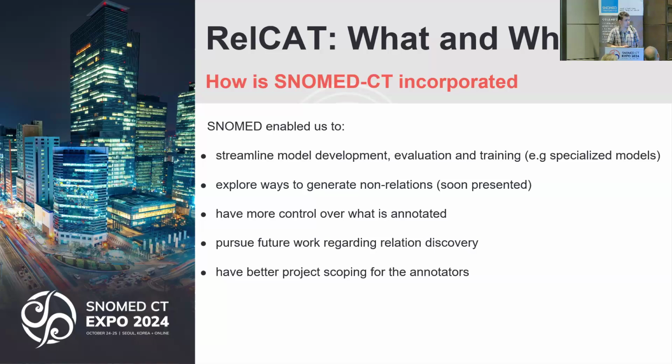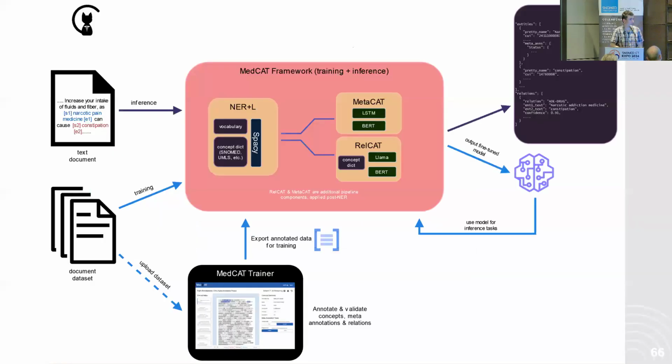And then, of course, this is also a management issue which might be present: if you have a large team of annotators, it helps you with project scoping, because you can assign different people to different projects and tasks based on the cost of the annotation tasks, the relationship tasks.